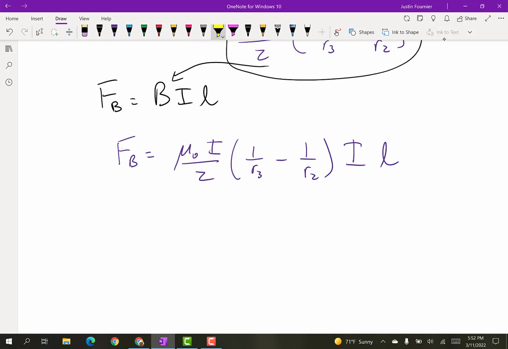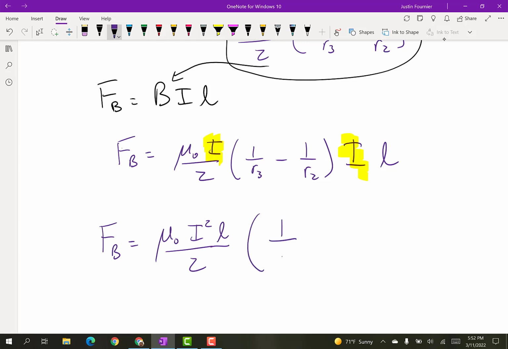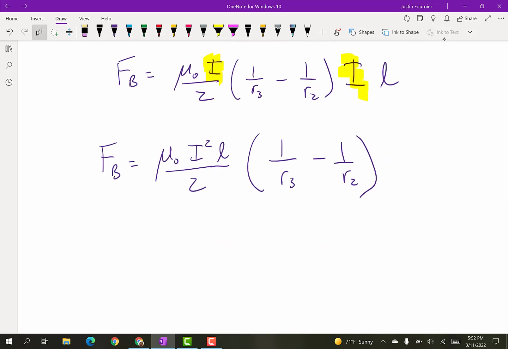All right. These I's will combine, so it's going to give me I squared, and then I think I can just plug stuff in and get an amount for this. So I squared divided by 2. Let's throw in the L over here as well, and so I got 1 over R3 minus 1 over R2. And this should give me my force. Okay, so I think I just need to plug in everything.